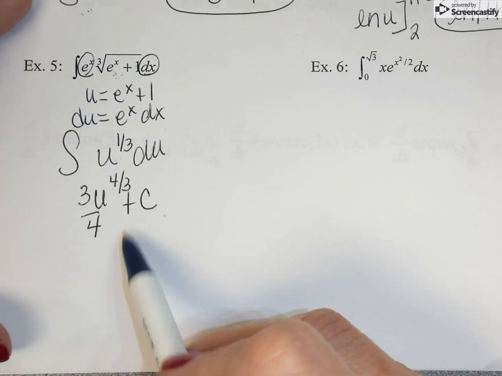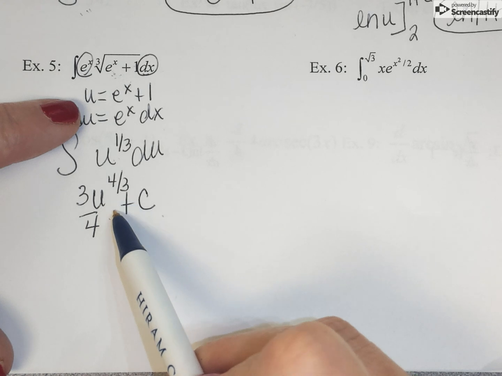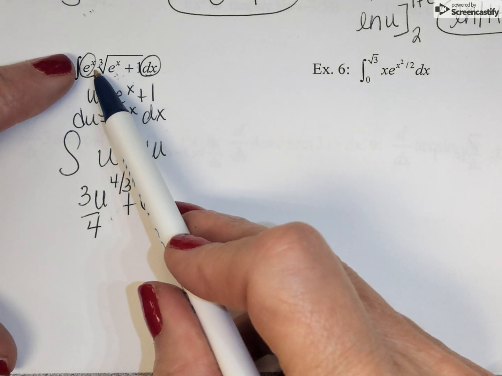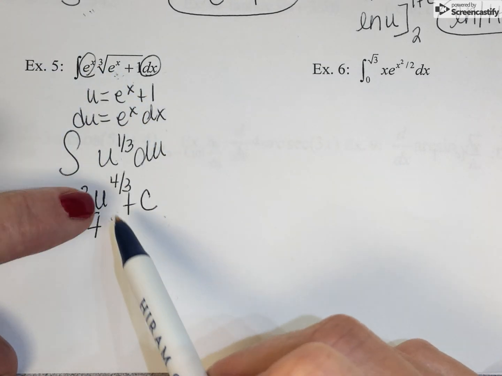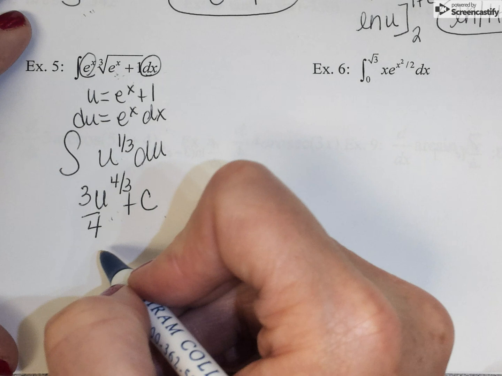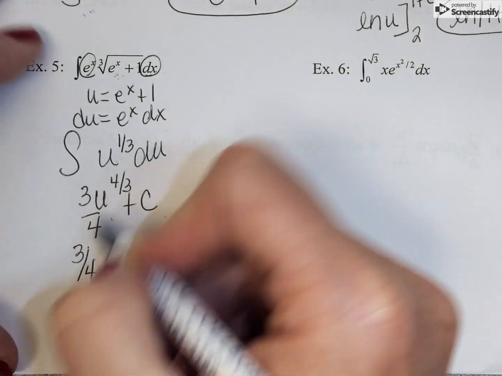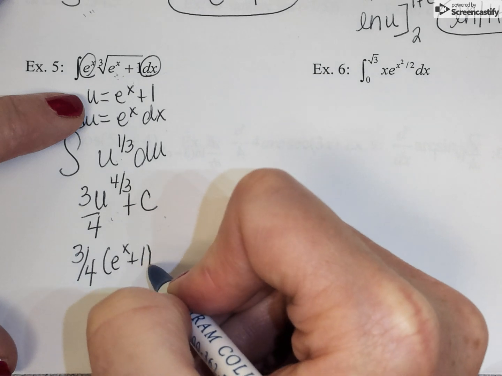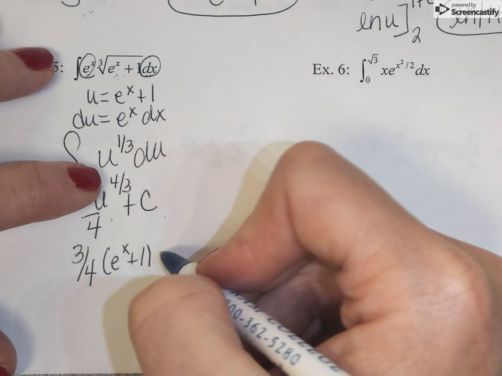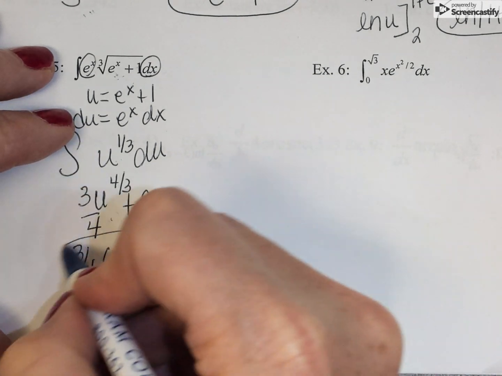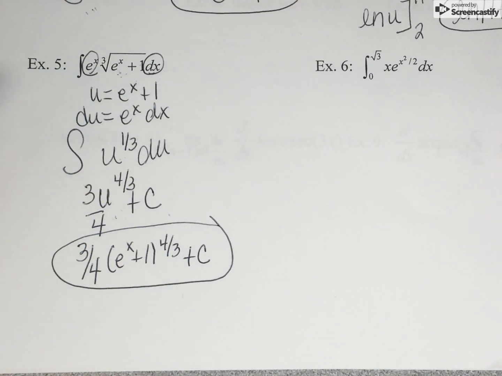And so that's what we're going to get for our answer, but we can't leave a u in the answer because we started with x's. So if we start with x's and now we have u's, we're going to have to replace those. So we're going to have 3/4, look back at what u was, and then we've got to the 4/3, and then plus c. And that's going to be our answer on that one.